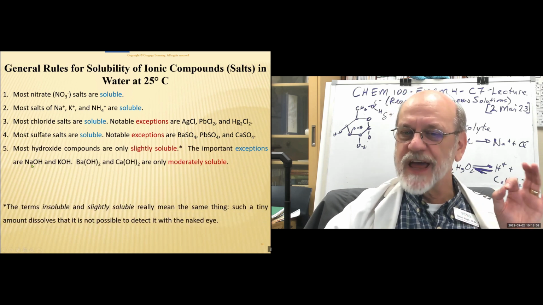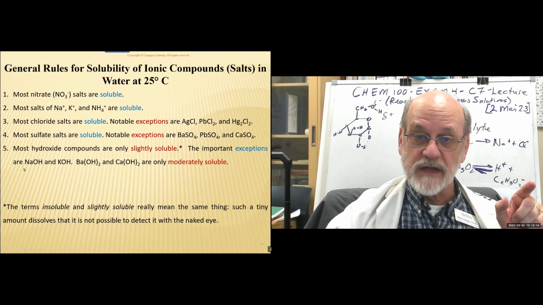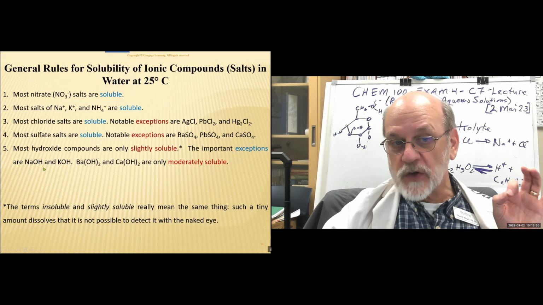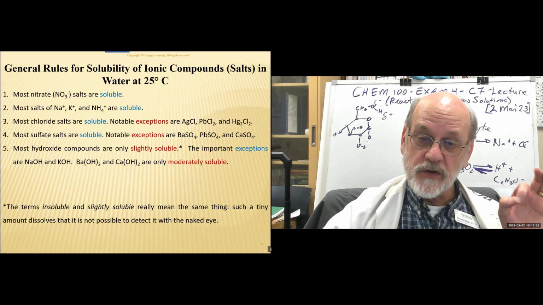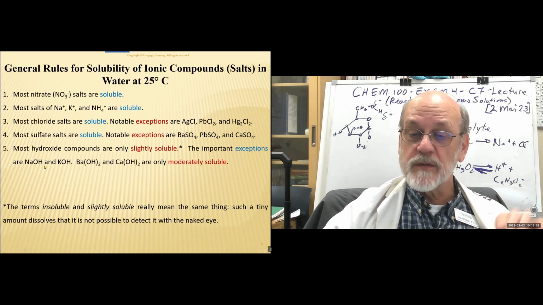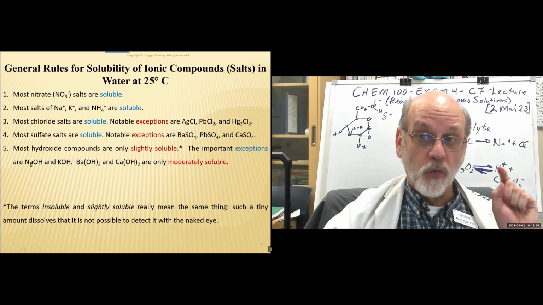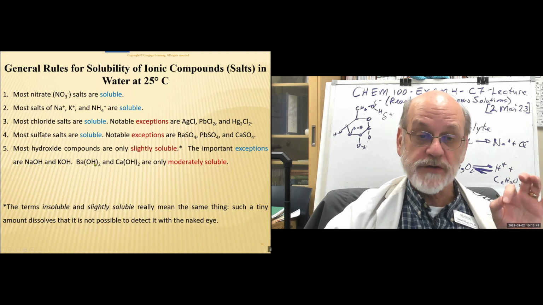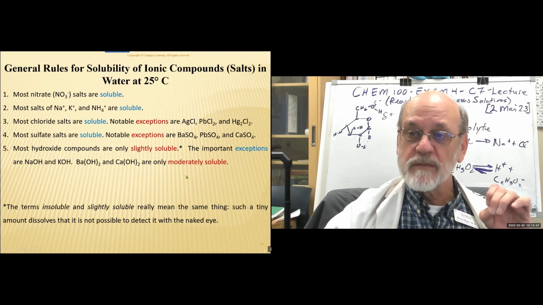Most hydroxides are only slightly soluble, except for sodium hydroxide, potassium hydroxide. So here we have two rules, 5 and 2, sodium salts, potassium salts. Whereas this rule says hydroxides are only slightly soluble, or we might consider them insoluble. But comparing rule 5 and rule 2 means rule 2 wins. So potassium and sodium hydroxide are soluble. Barium hydroxide and calcium hydroxide are only moderately soluble.